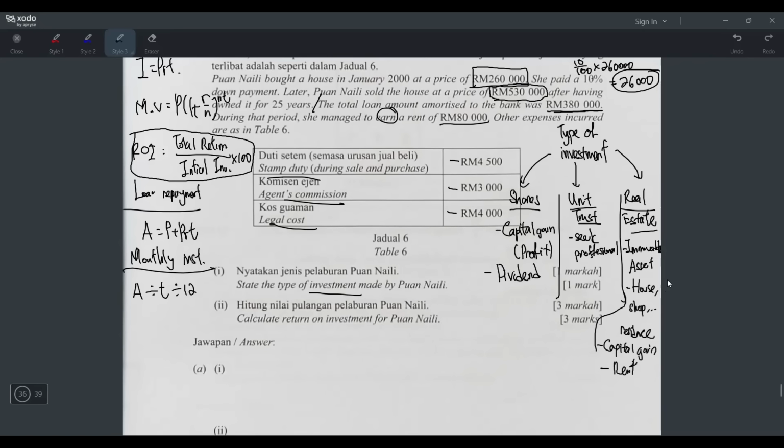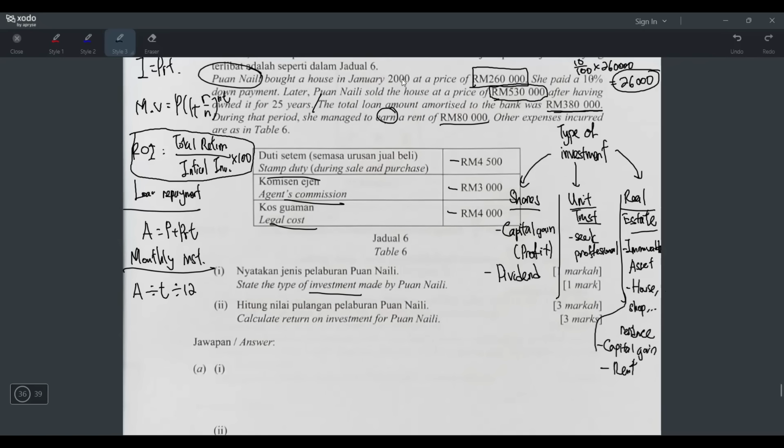Because when you invest in these kinds of things, usually there's rent received. You earn some rent, and capital gain you earn when you sell it. Because when you purchase it and after some time you sell it, you will earn it. So this one, Naili, you can see she actually earned the rent of 80,000. So that's the return you get from investing in real estate. And then also capital gain, she will also earn it because she actually sold the house.